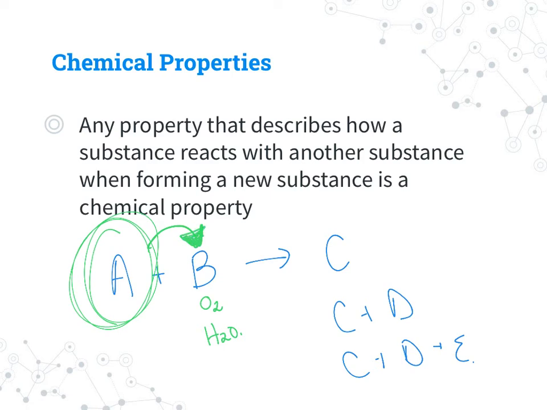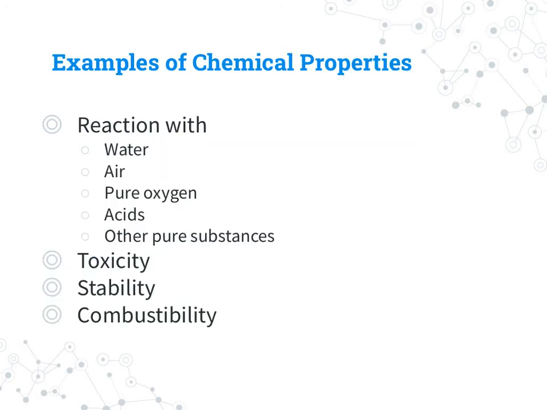Something like iron. Well, we get rust. What happens when we expose something like sodium metal to water? We get an explosive reaction. So we can measure these properties and we call them chemical properties because they were only evident once I added something to it. So examples of chemical properties are reactions with water, air, pure oxygen, acids, or other pure substances. The list could go on, but these are some really common ones.